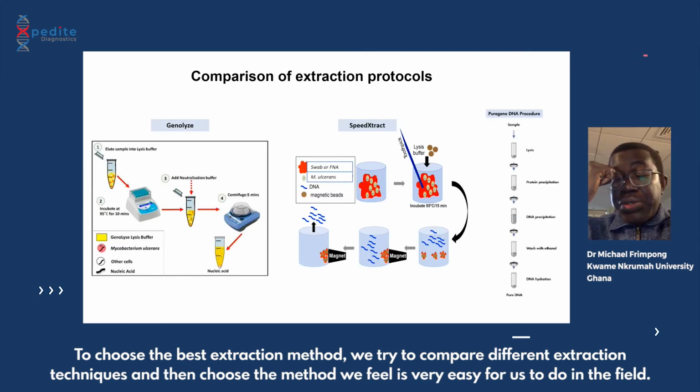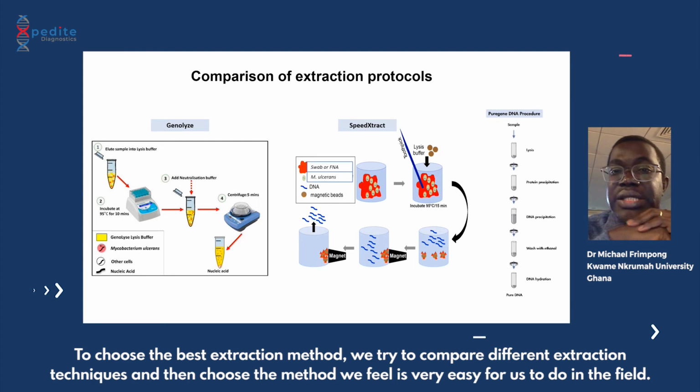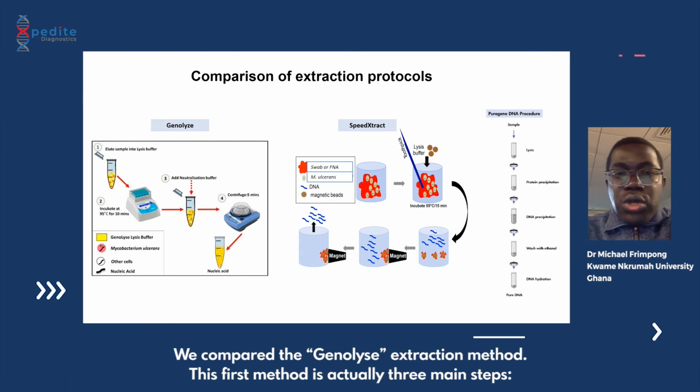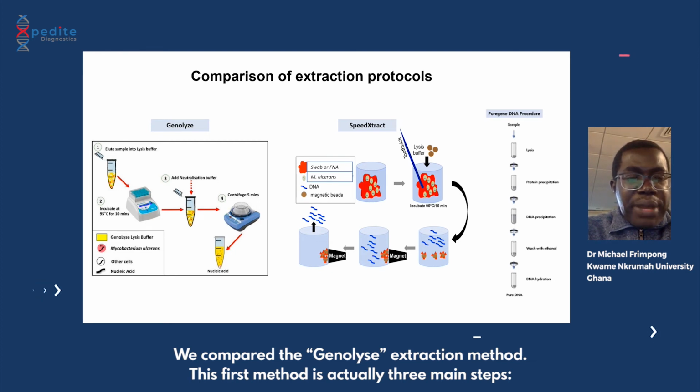So for us to choose the best extraction method, we compared different extraction techniques, and then based on that, took one method that we feel is very field applicable and also easy for us to do on the field. We compared the generalized extraction method, which is from Hein, and was also very good. So this principal method is actually about 3 main steps.